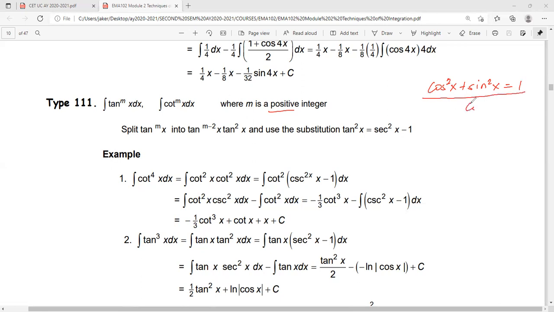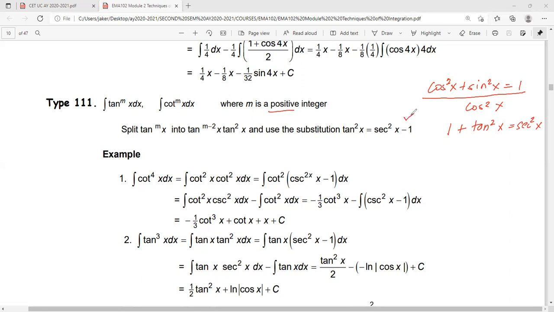So you divide by the cosine squared of x, and you will have 1 plus the tangent squared of x equal to the secant squared of x. If you wish to produce a cosecant, here you divide by the sine squared. So you're still using actually the Pythagorean identity. So you have 1 plus tangent squared x equal to the secant squared of x.